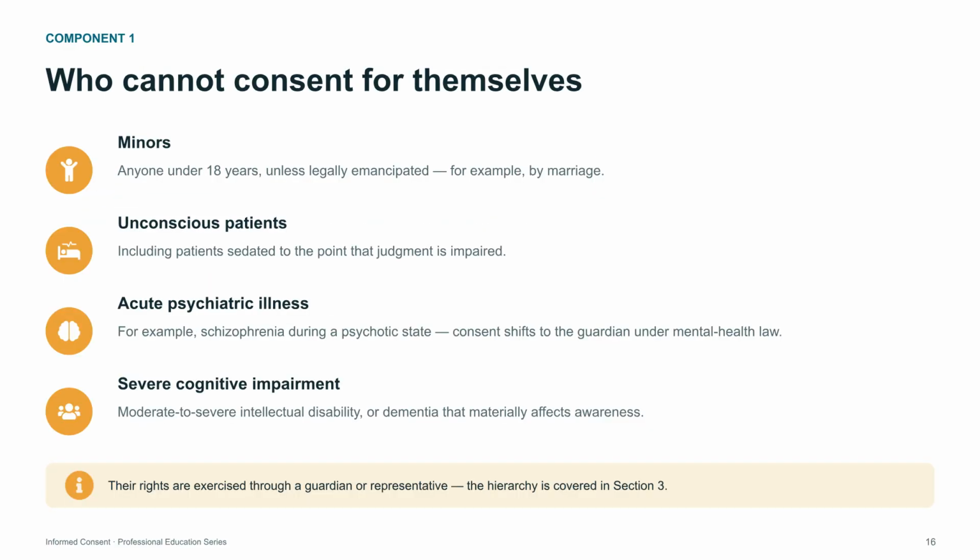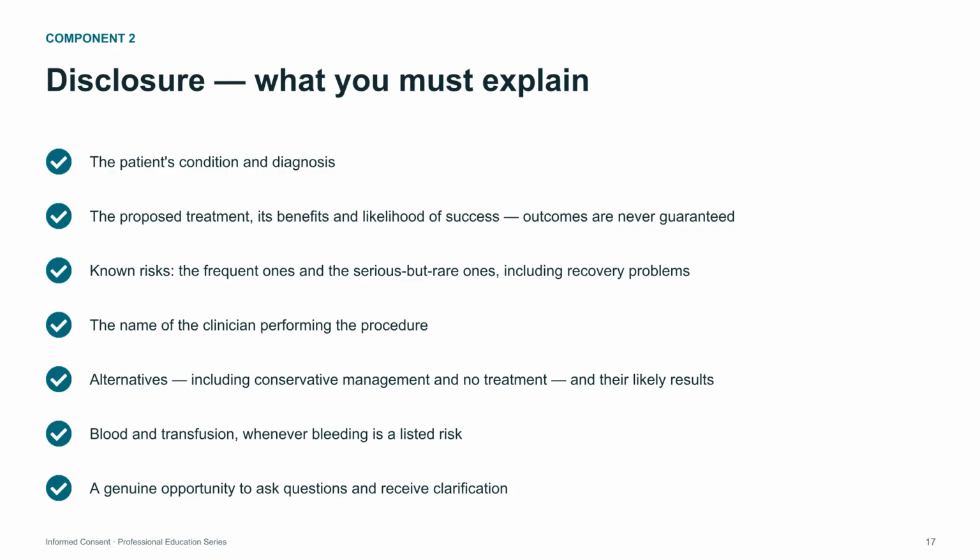Next, who cannot consent for themselves? This includes minors, unconscious patients, those with acute psychiatric illness, and individuals with severe cognitive impairment. For these patients, their rights are exercised through a guardian or representative, according to the hierarchy we will cover in Section 3. What must you explain during disclosure? There are 7 key elements: the condition, the treatment plan, risks, the clinician's name, alternatives, blood transfusion where relevant, and a genuine opportunity for the patient to ask questions.